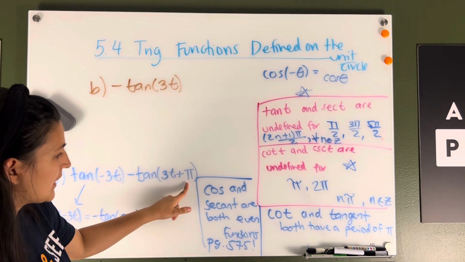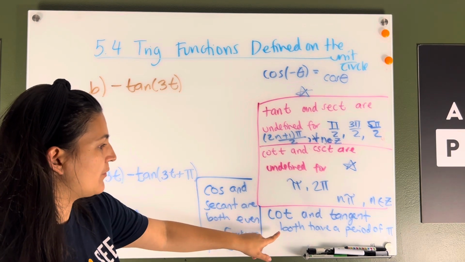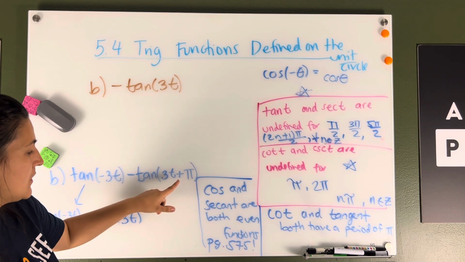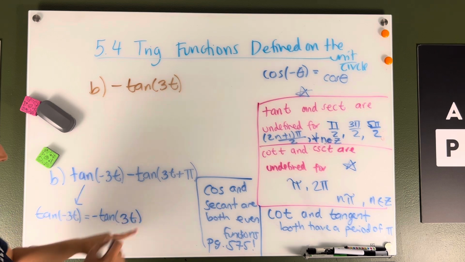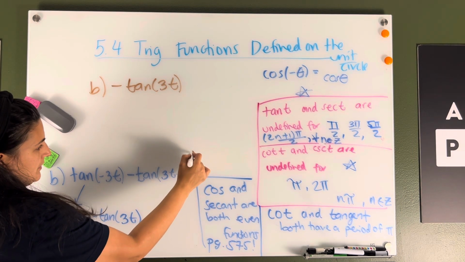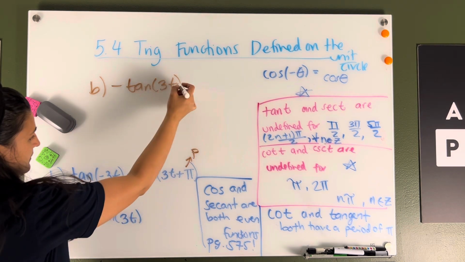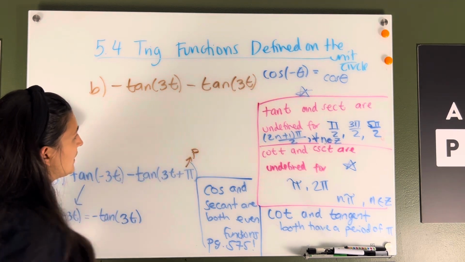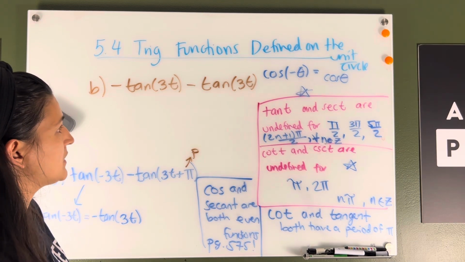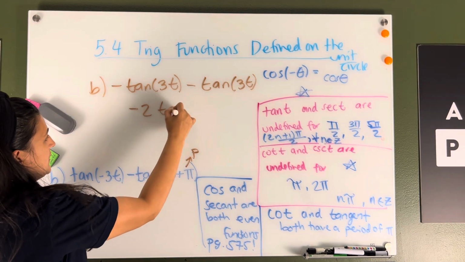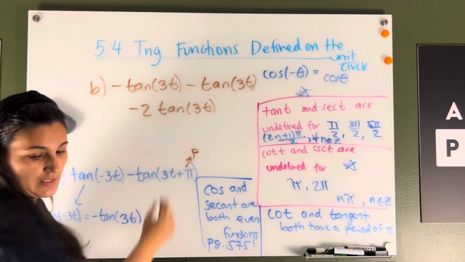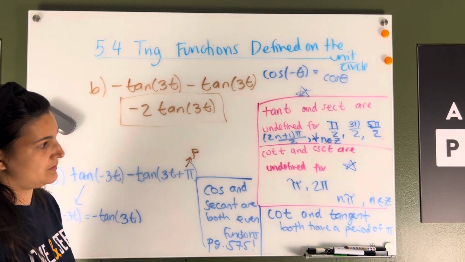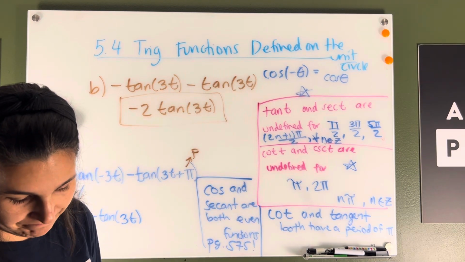Here, we're going to use the fact that cosine and tangent both have a period of pi. So this tangent of 3t plus pi is going to be the same as tangent 3t because this is the period. So I'm going to write this as negative tangent of 3t. So what do we get? We have negative tangent 3t minus tangent 3t, negative 2 tangent 3t, and that is as simplified as possible.